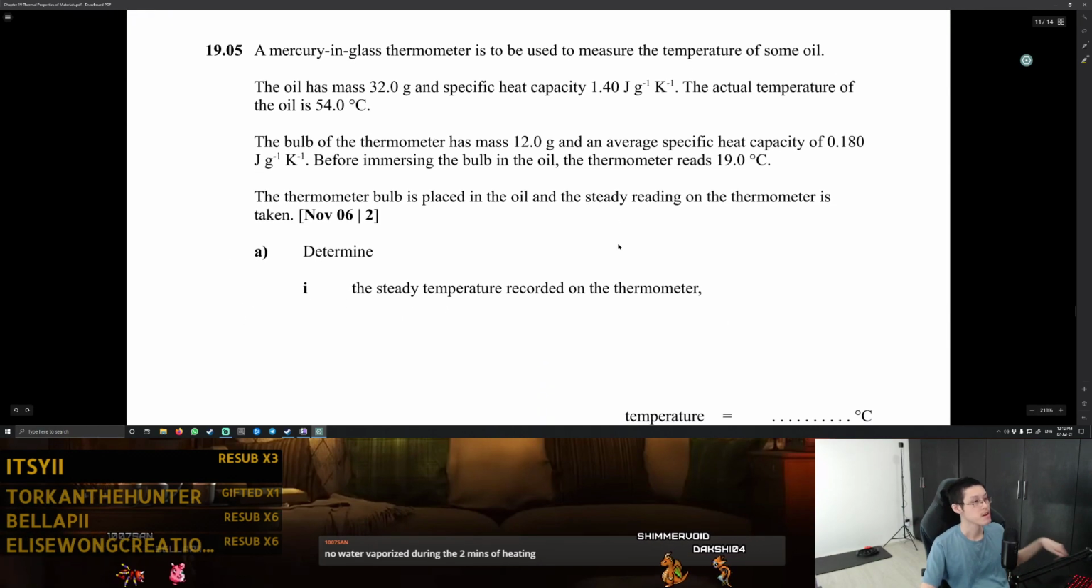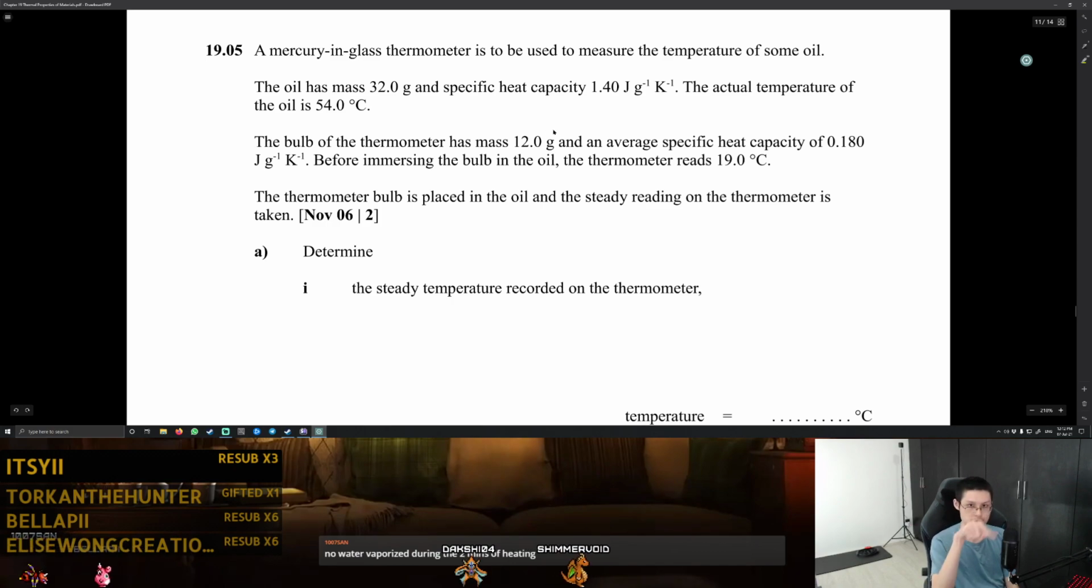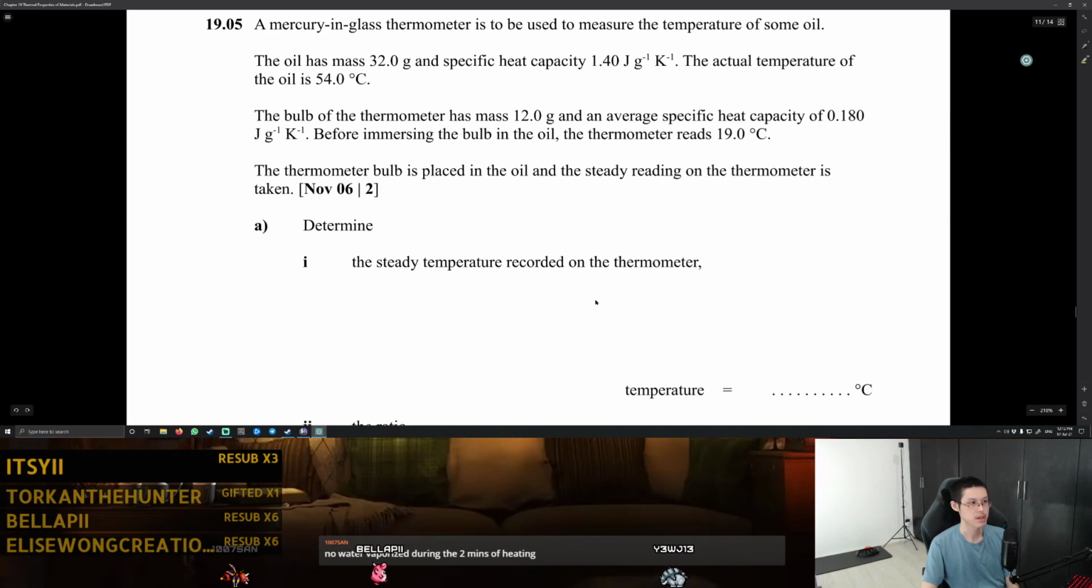Let's do one more. So you have a mercury in glass thermometer. You're measuring the temperature of this oil. The oil has some mass, specific heat capacity, and the actual temperature of the oil is 54. The bulb of the thermometer, okay, so the bulb here refers to the little thing at the bottom of the thermometer, has a mass of 12 grams and some average specific heat capacity. Before immersing the bulb in the oil, the thermometer reads 19 degrees Celsius. The thermometer bulb is placed in the oil and the steady reading on the thermometer is taken. Okay, so determine the steady temperature recorded on the thermometer.